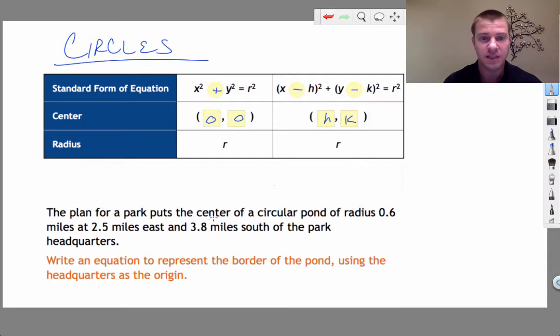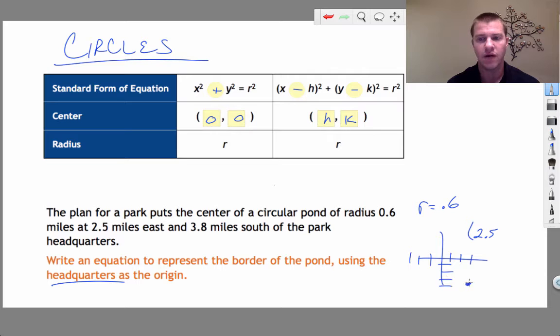So a plan for a park puts the center of a circular pond, with a radius r equal to 0.6 miles, at 2.5 miles east and 3.8 miles south of the park headquarters. Write an equation to represent the border of the pond using the headquarters as the origin. So the headquarters is the origin, and the center of the pond is 2.5 miles east, which is 2.5 in the x direction and 3.8 in the y direction, but going south.